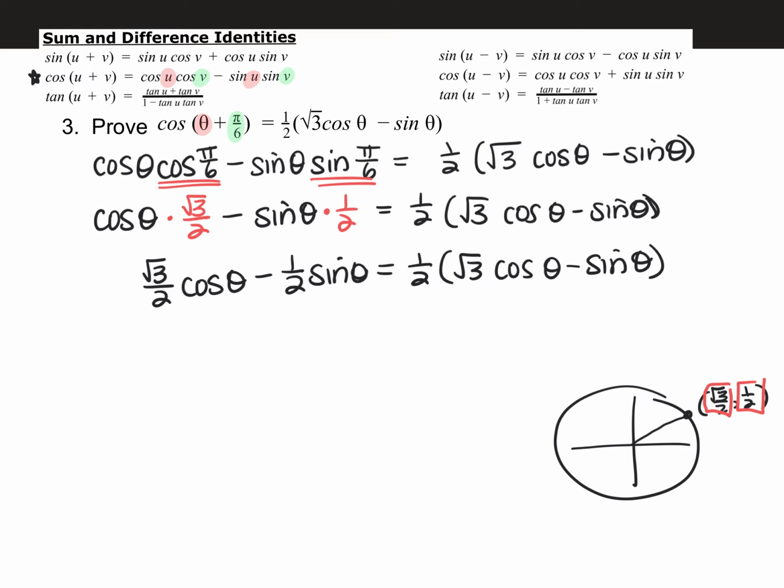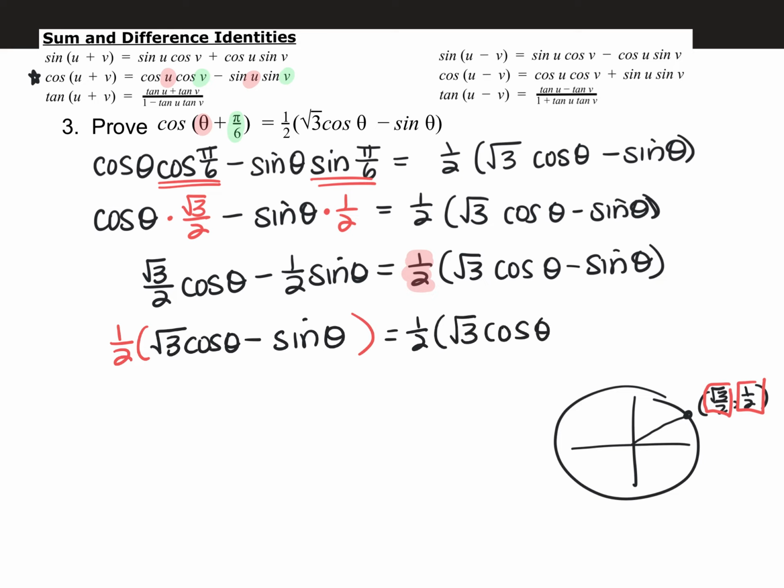Compare the two sides. It's always important to look at each side and see what you need to do to make the left side look like the right side. If I look at this, on the right side, I've got a 1/2 factored out in front. Well, let's try that over here and see what happens. So let's factor out a 1/2. If I factor out a 1/2, I'm going to be left with radical 3 cosine of theta minus sine of theta. And then look, that's exactly what I needed. So I was able to prove that those two things are the same.